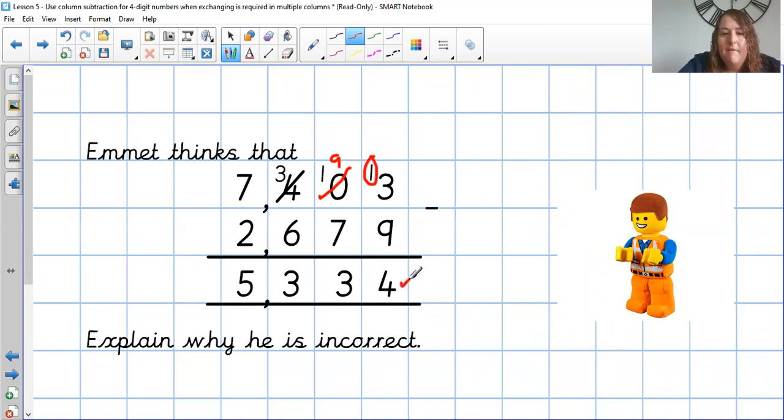I agree with that bit being 4, but this bit here, because he didn't change it to 9, I think this is the part that he has done wrong. And we can explain that because there were no 10s to be able to be exchanged, he exchanged from the hundreds column, but didn't then do it twice.